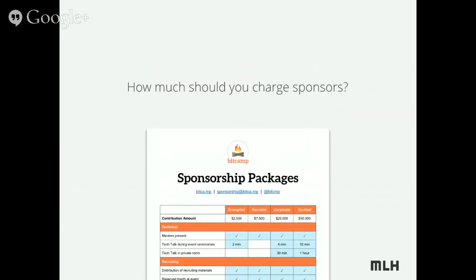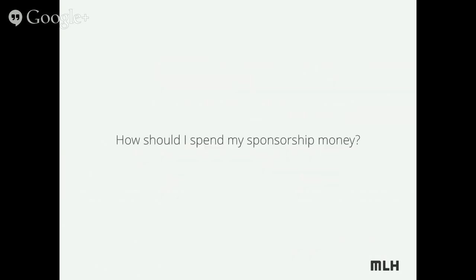How much should you charge your sponsors? Well, it's really hard to know that unless you know how much money you need to raise, and the only way to know that is if you budget. And then how should I spend my sponsorship money? Well, it's really hard to know how much you should spend on something unless you know how much other money you have to play with. For instance, should I spend $10,000 on food or should I spend $5,000 on food? Well, it's really hard to know unless you have a big bird's eye view of everything that's going on. So budgeting will help you answer some of those core questions, and it'll give you a much better idea about the event you're planning and what you need to do.